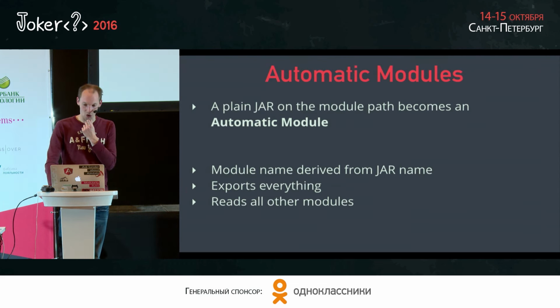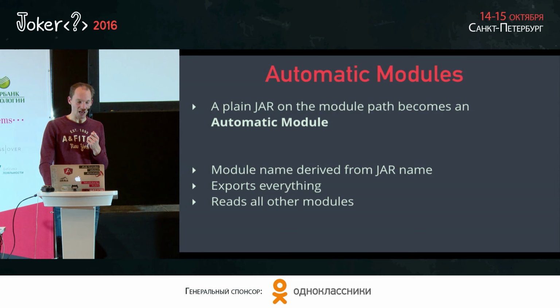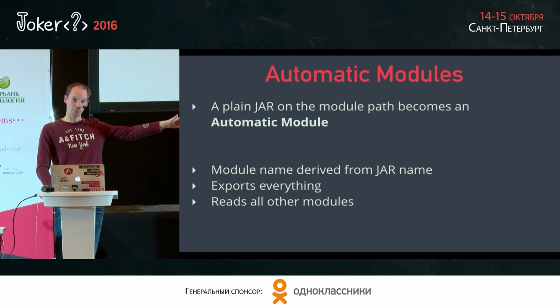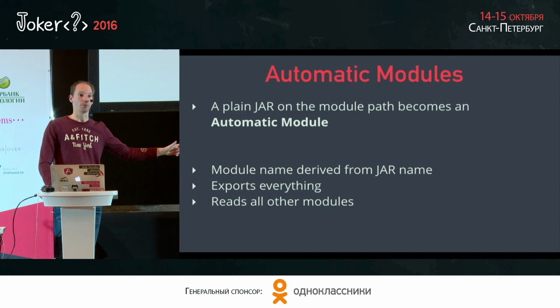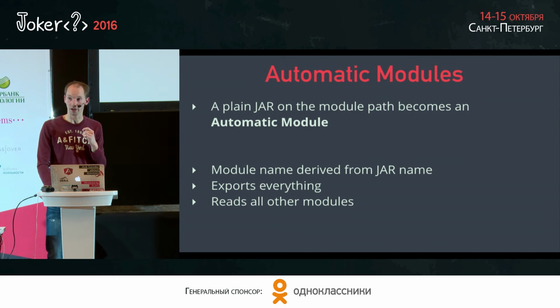So that's where automatic modules come in. What you can do is take a plain Java 8 or previous jar without any module descriptor, pick it up from the class path and put it on the module path. By doing so, it will become an automatic module. The name of the module is derived from the jar file name. Essentially, all the version information is stripped off.